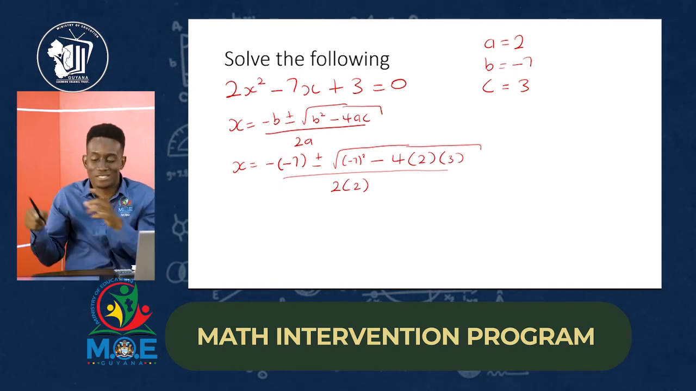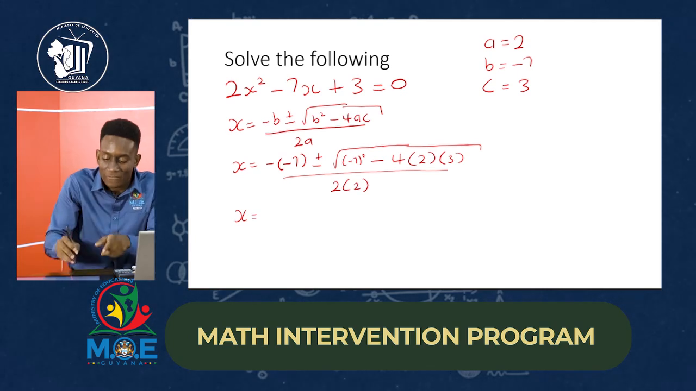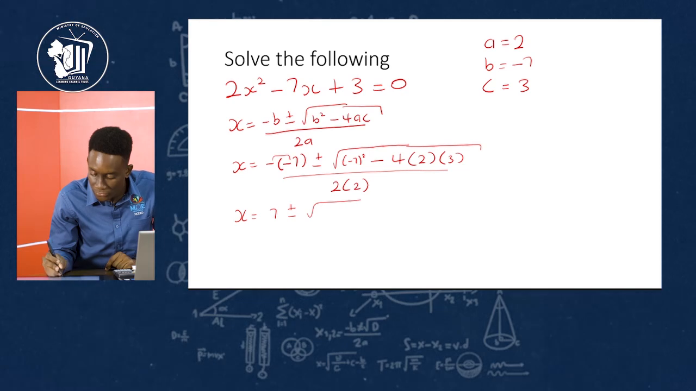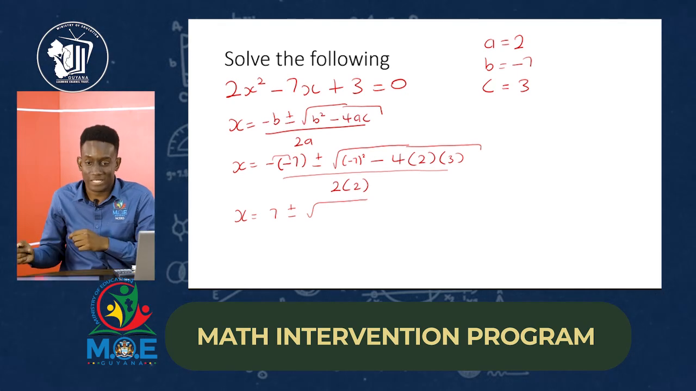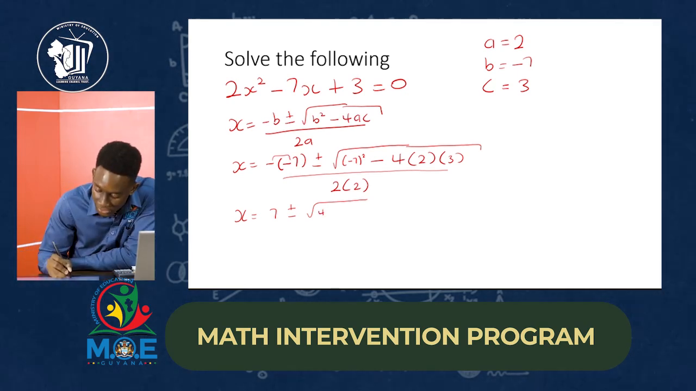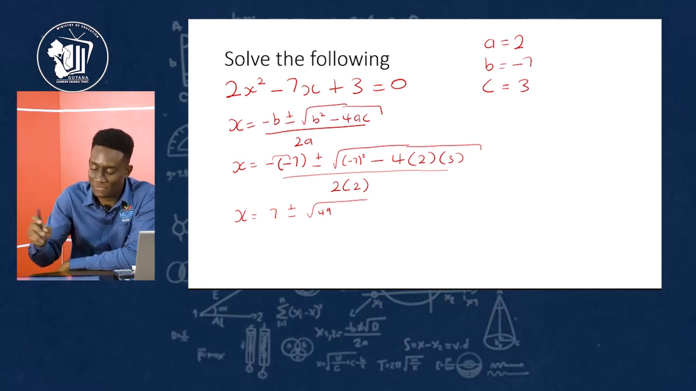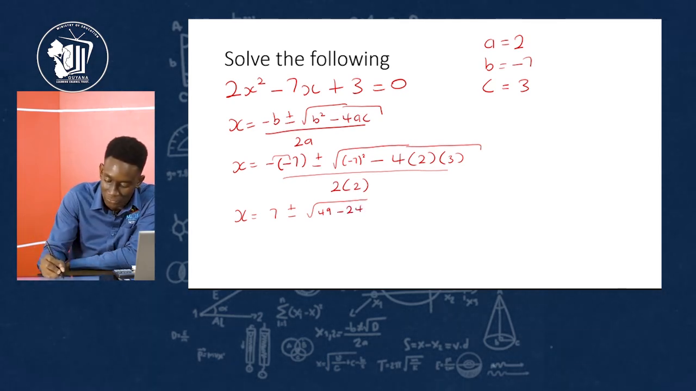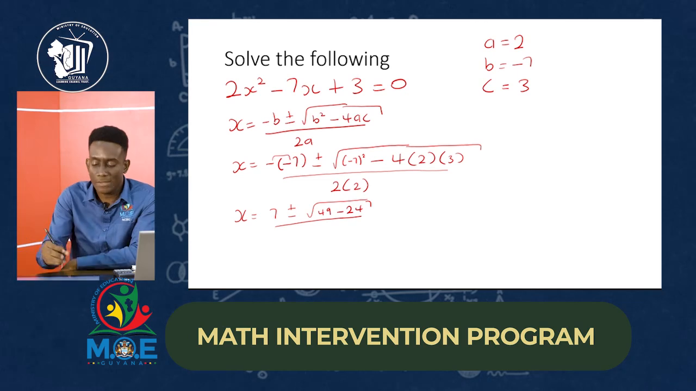And now this is the big step, simplifying this. We'll have x is equal to the negative multiplied by the negative 7, which simply gives a positive 7, plus or minus the square root of negative 7 squared, that is negative 7 times negative 7, which gives a positive 49. Negative 4 multiplied by 2 gives negative 8, and negative 8 times 3 gives negative 24, or minus 24 if you want to look at it that way. All of this will be over 2 times 2, which gives 4.